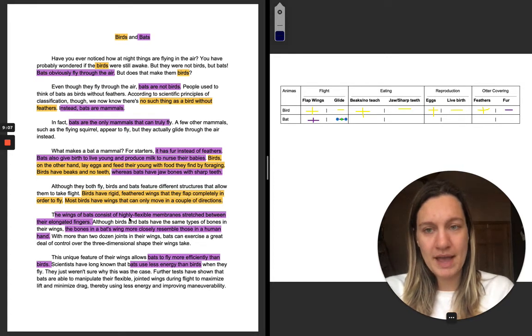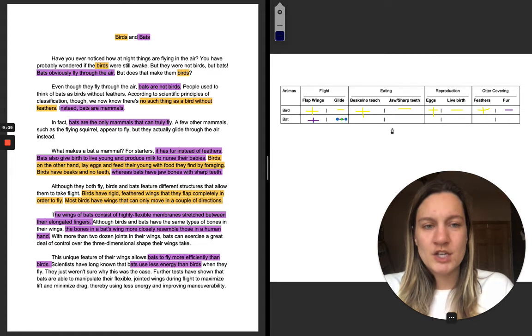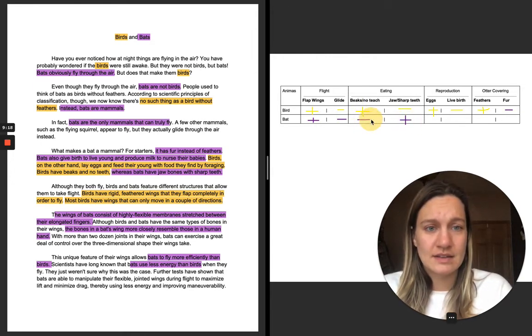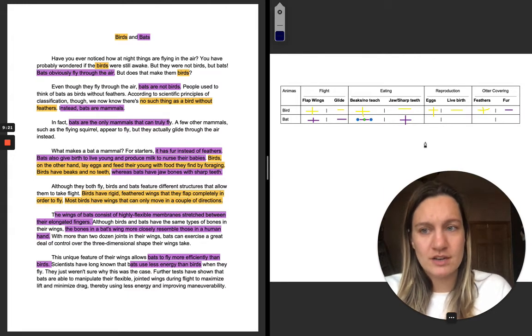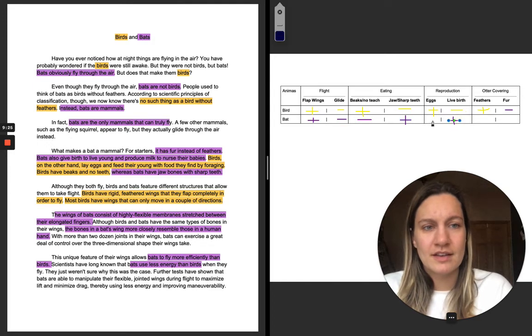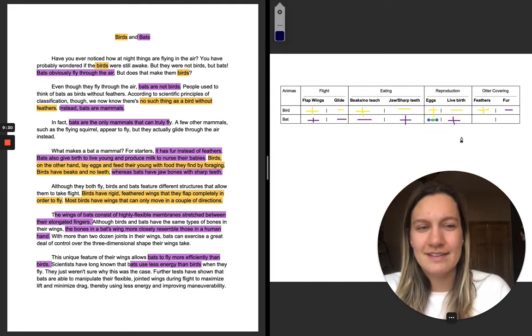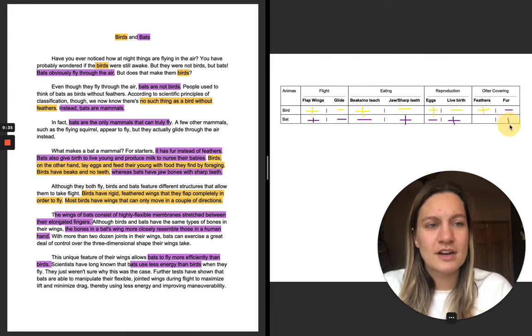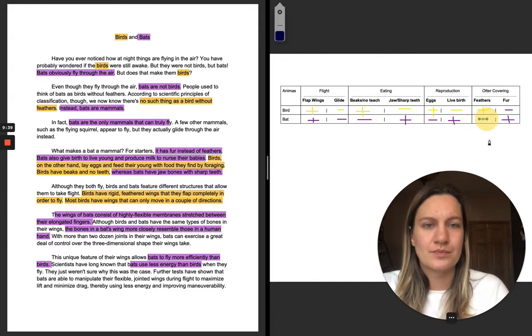All right, let's bring it back. Someone share with me, what did you guys put for the eating section? Yes, bats have jaws and sharp teeth. They do not have beaks. All right, how about reproduction? Who's got that answer? Yes, bats have live birth. They do not lay eggs. Our last one, somebody new? Awesome. Bats have fur, but they do not have feathers.